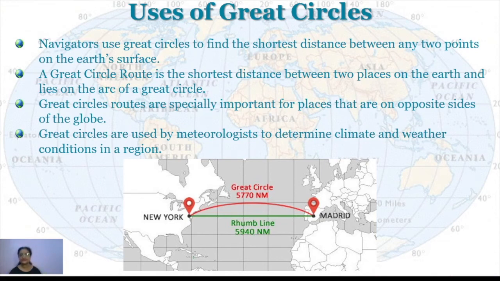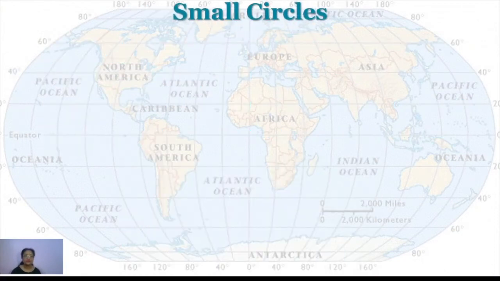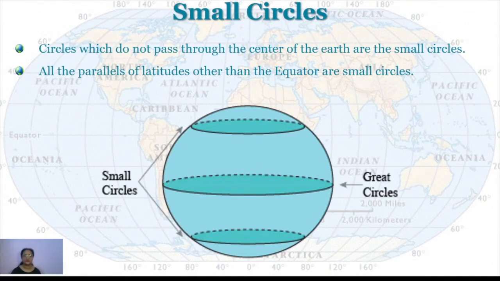So always it is kept in mind that they have to follow the great circle route, which is the shortest distance between two places. Next thing is, great circle routes are especially important for places that are on opposite sides of the globe. If we have to travel from one side to the other, this is the shortest distance between the two places, the great circle route. And one more thing, great circles are also used by meteorologists to determine the climate and weather conditions in any region. So these are the important uses of the great circles.